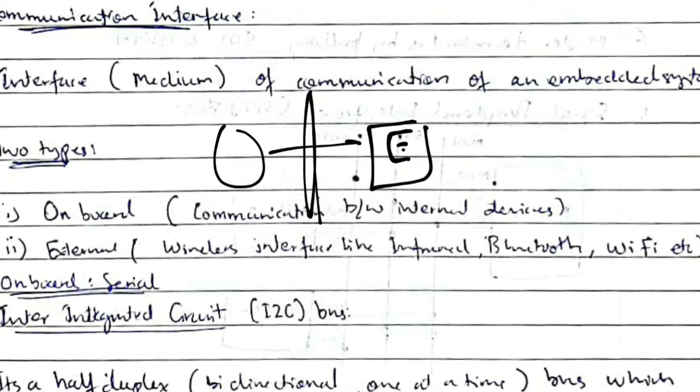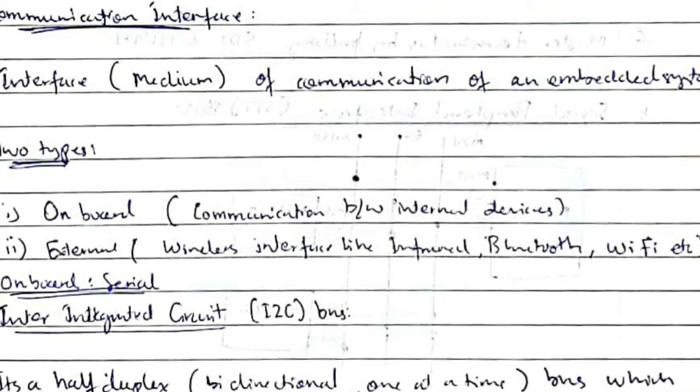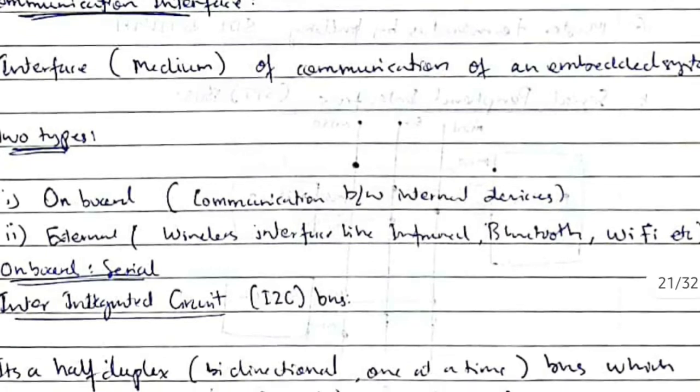Communication interface means if this is the embedded system, and this is the external world, in between that, what is the medium of the communication? Okay, so there are two types. This one is external communication, and the internal communication means between the devices. Okay, so let's discuss each.